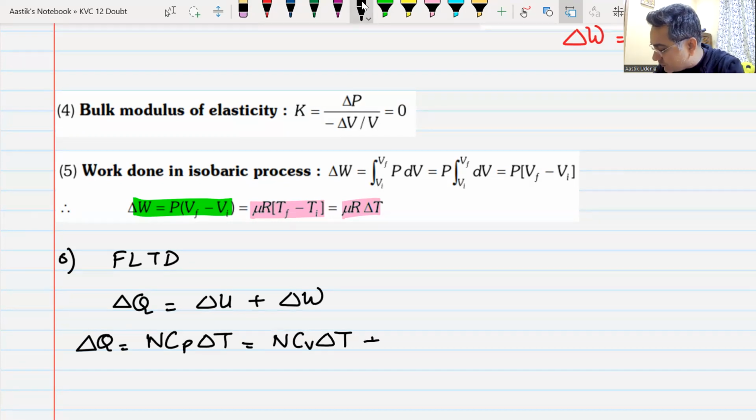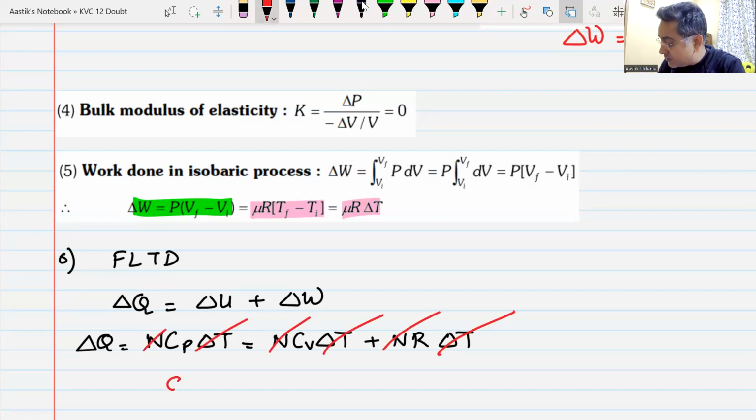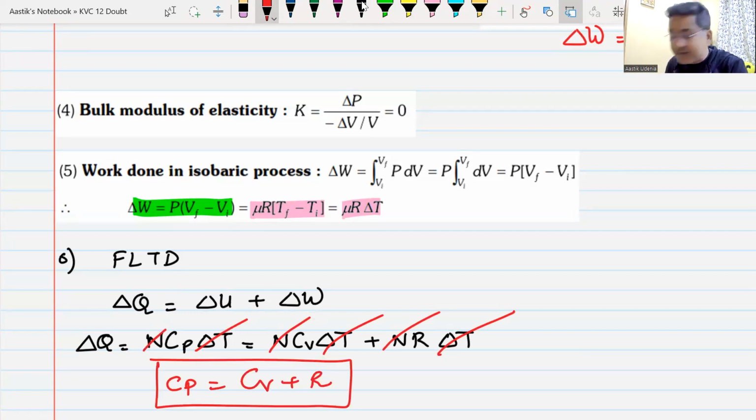NCv delta T. Yes or no? And here, work done. Instead of writing it as P into delta V, I am writing it as nR into delta T. Now you will see how you get that revolutionary equation, the Mayer's equation, Cp is equal to Cv plus R. You can derive this from these conditions. Do we understand this?